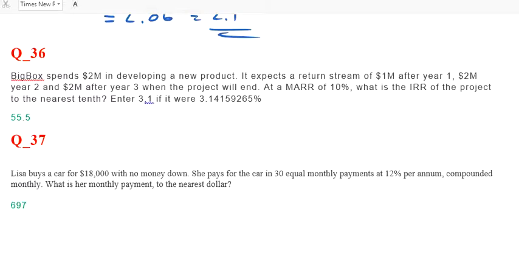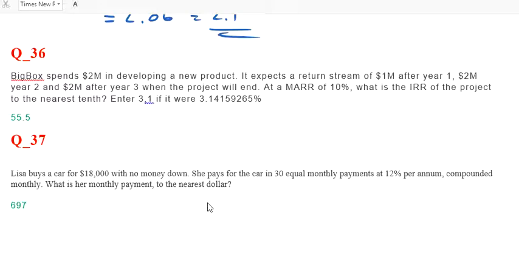Question 36. I'm working on the solution for this question. I'm not sure. I have to discuss the solution with Dr. Bennett, so I'll skip it for now, but I'll post that in a separate file. So let's go to question 37.